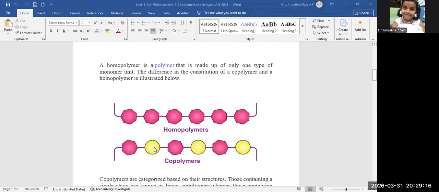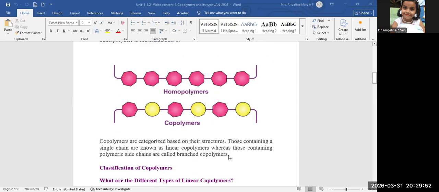A homopolymer is a polymer that is made up of only one type of monomer unit. The difference in the constitutions of a copolymer and a homopolymer is illustrated below. Homopolymer means only one type of unit is present in the chain, the same monomer throughout. But in the case of copolymers, different monomers are present in the chain.